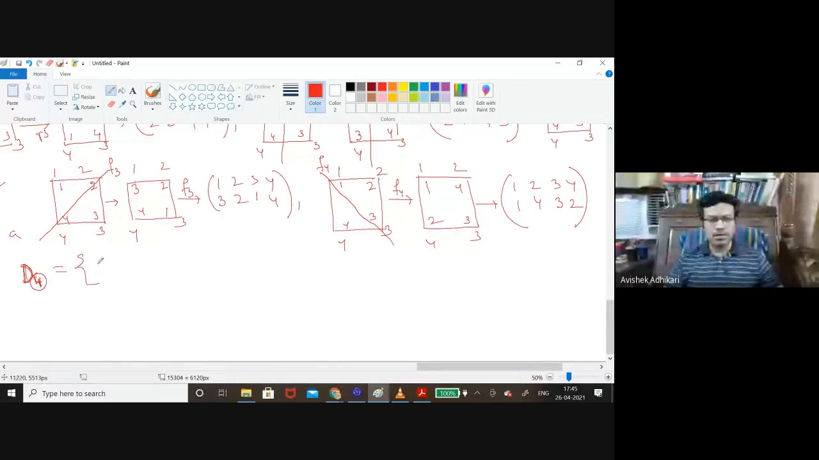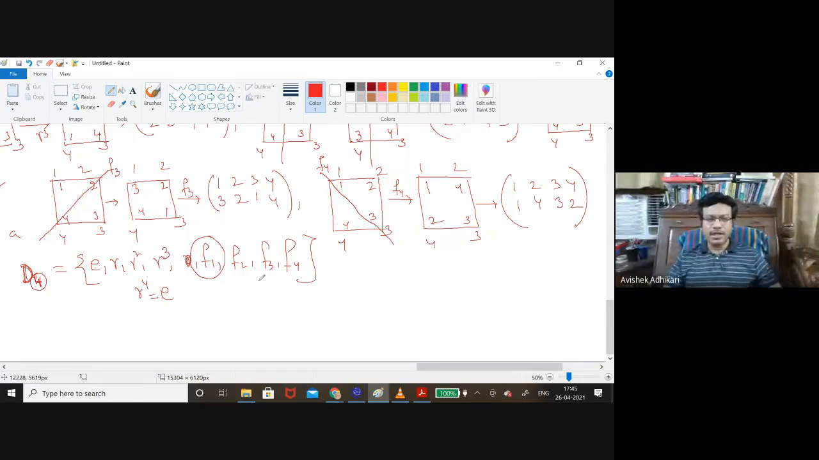And what are the elements? E was there, then rotation, rotation square, rotation cube. If you put r to the power 4, then you can understand it becomes E. Then you had F1, F2, F3, and F4. Now you can check on your own. Take any one of them as F, say F1 is my F. Then you can check that F2, F3, F4 could be one of these.